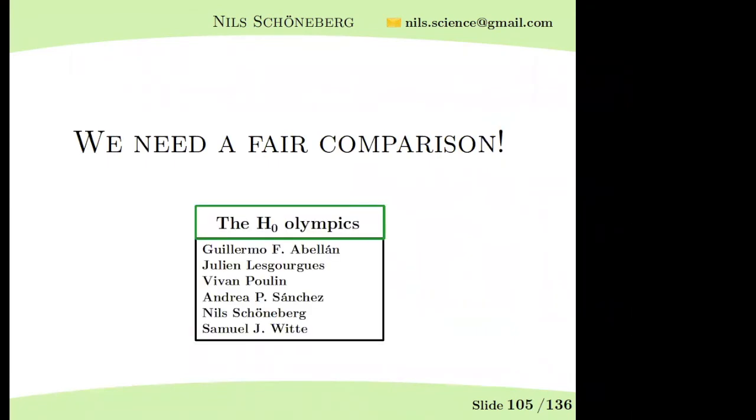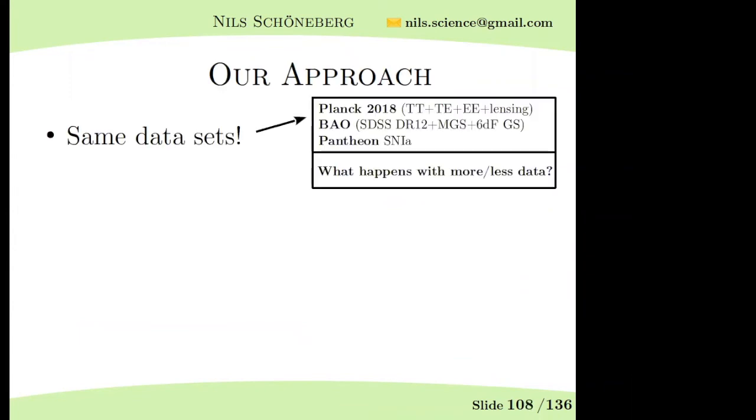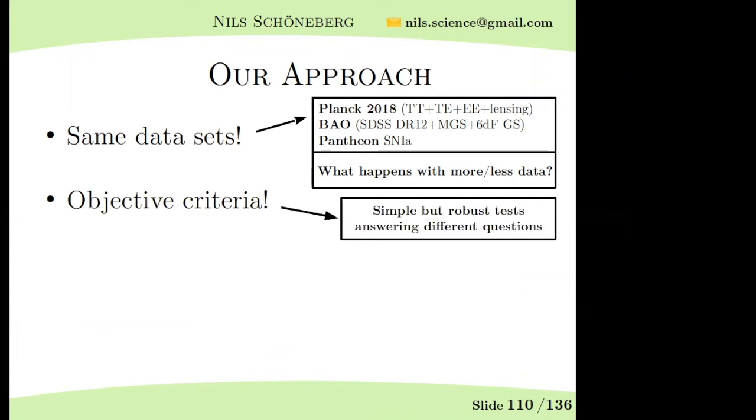So we cannot compare different data like this. We need a fair comparison, which is where the paper advertisement comes in. Our approach, of course, uses the same data sets. So in this case, Planck 2018, BAO, supernovae. And we also tested what happens with more or less data. Objective criteria. So here I want to spend a little bit of time.